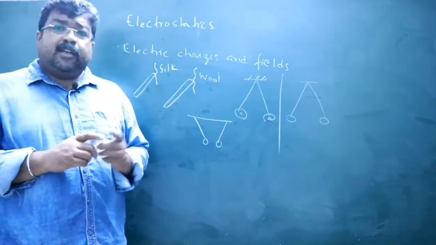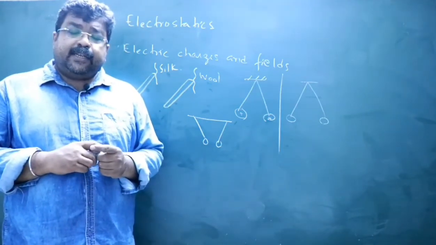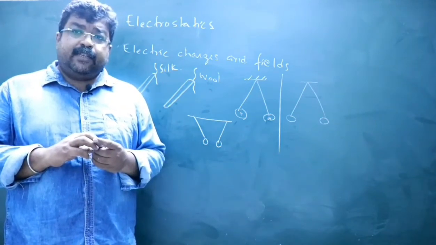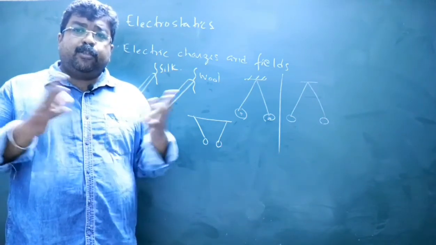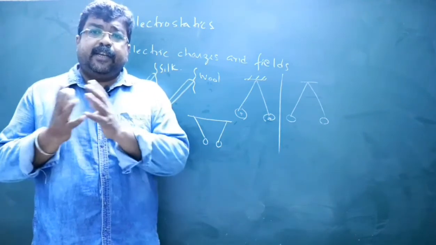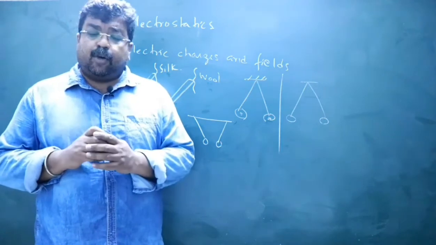The first conclusion is that we have two kinds of charges, and they have opposite polarity. One is a positive charge, the other one is a negative charge. This is the first observation.